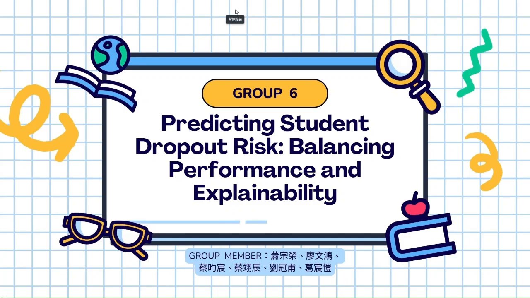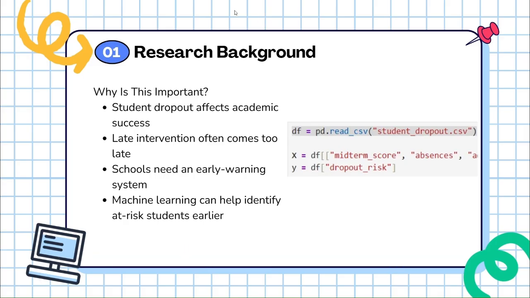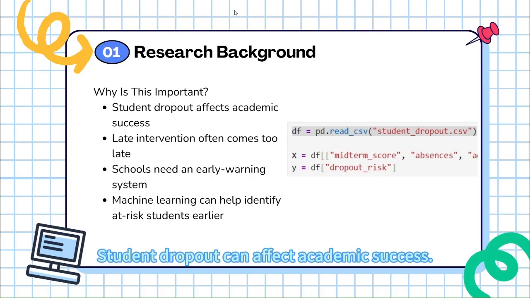Today our topic is predicting student dropout risk, balancing performance and explainability. Why is student dropout risk prediction important? Student dropout can affect academic success. If schools discover the problem too late, students may already be far behind, or they may have already decided to leave school.